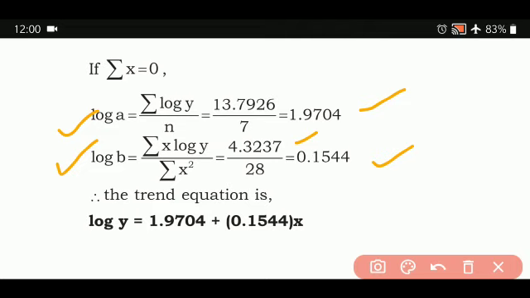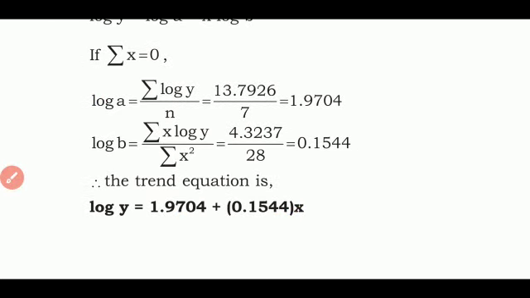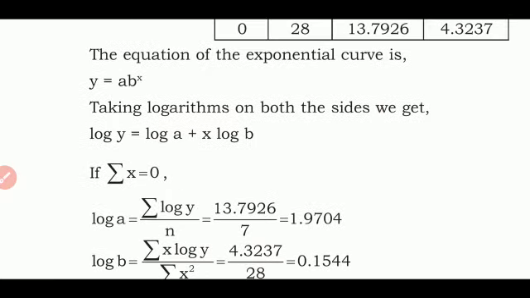log y is equal to, you write this value 1.9704, then this same 0.1544 into x. So this is our logarithmic equation. Now if they ask in antilog, you can write it in the normal form by taking the antilog, that is also fine, or keeping it in logarithm also. Both are one and the same. It's absolutely okay to write it in that particular fashion. I hope the doubt is clear.